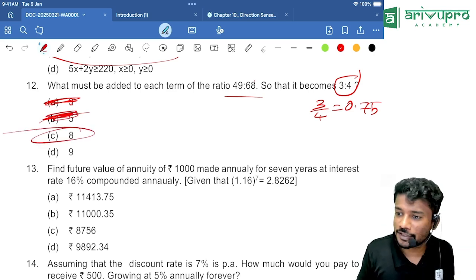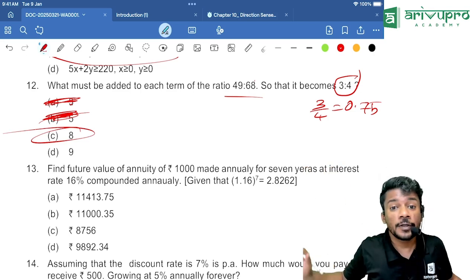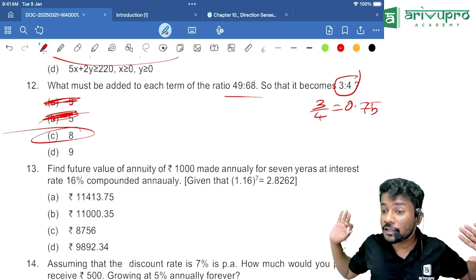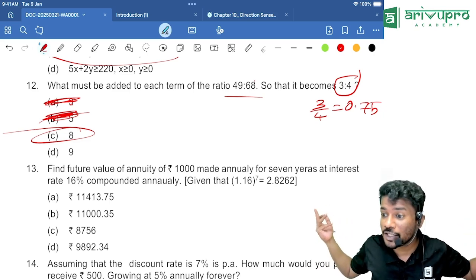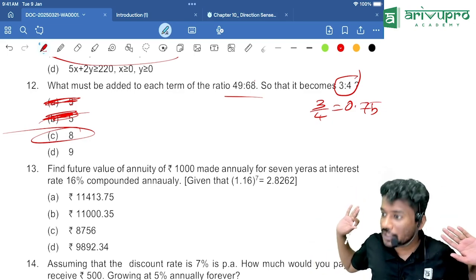You understood the method, right? Don't try to make it into the ratio and cancel off things, because you will not be able to. At that moment, you will be thinking, oh, is it divisible by 13, 17, 18? You won't be able to cancel off. Just simplify it during the exam time.